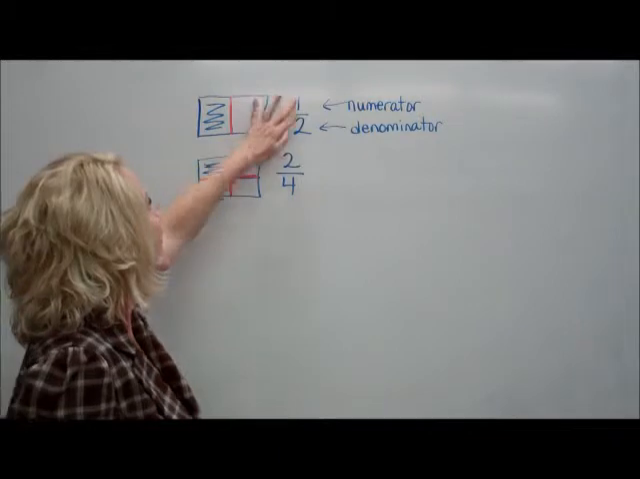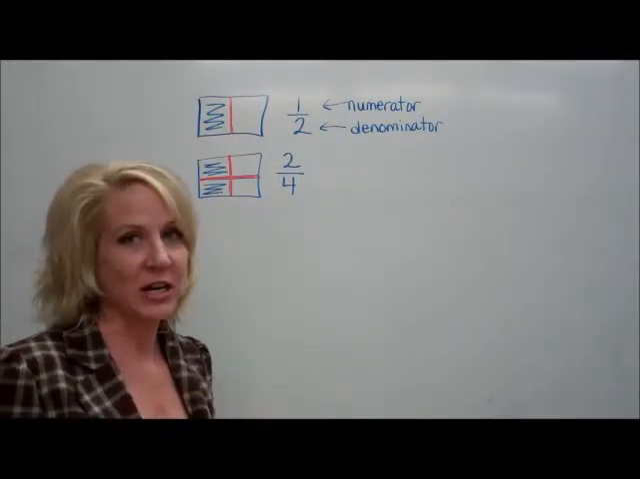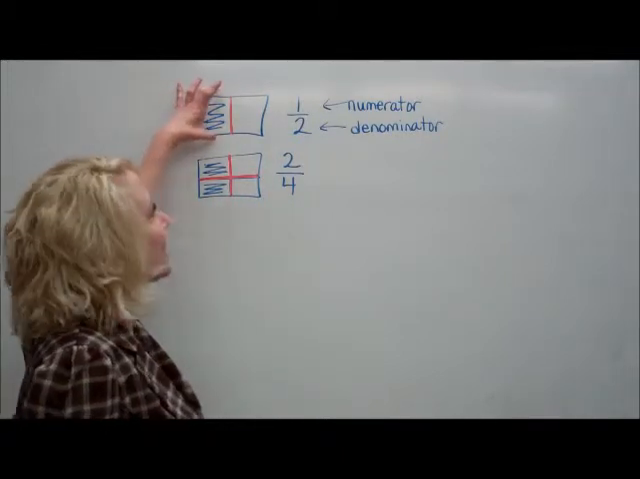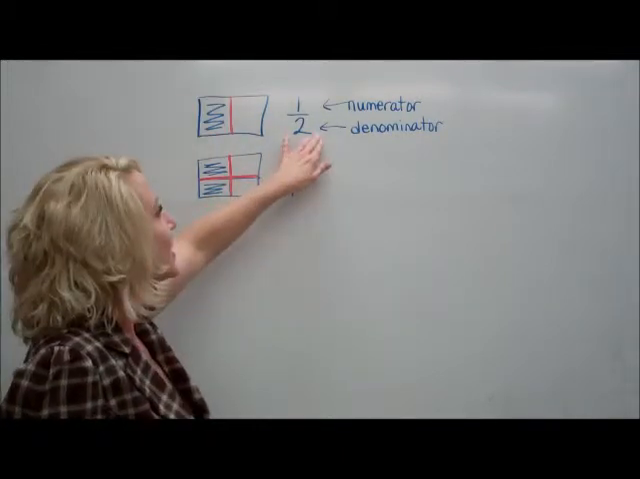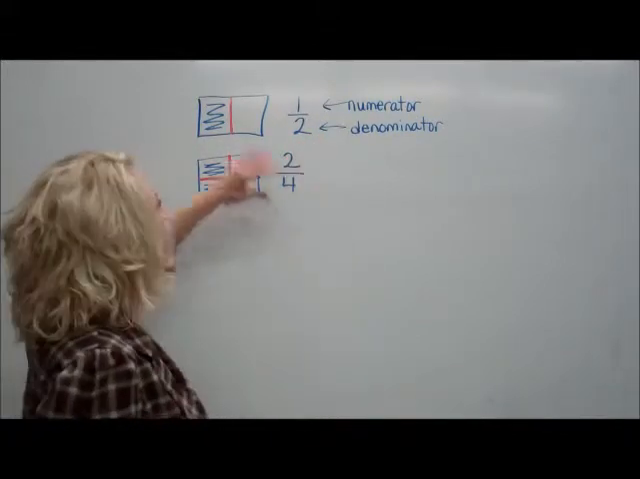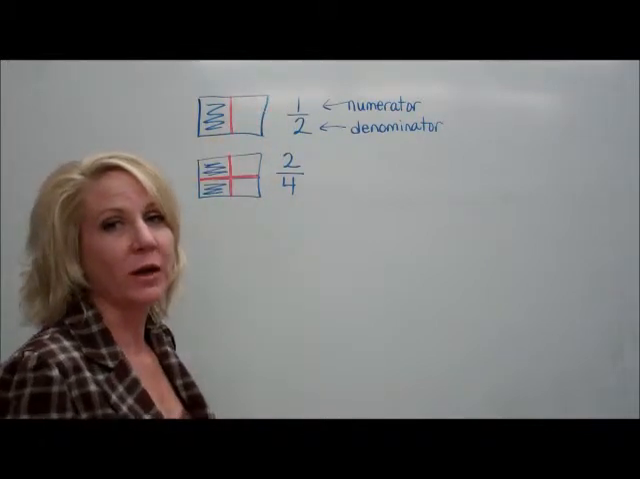The numerator tells us how many pieces we're dealing with, and a lot of times that means the shaded portion. Not always, but most of the time. So here I'm talking about 1 piece. The denominator tells me how many pieces I have altogether. So I'm dealing with 1 piece out of 2. That's where we get the fraction 1/2.